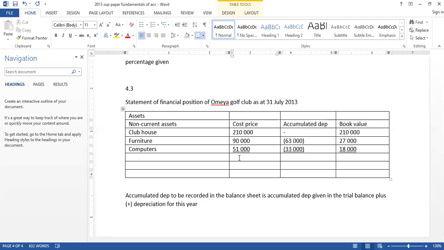Okay. So 210,000 plus 90,000. Then you add 51,000, which will give us 300. Our total cost amounts to 351,000. And then our total accumulated depreciation of 63 plus amounts to 96,000.